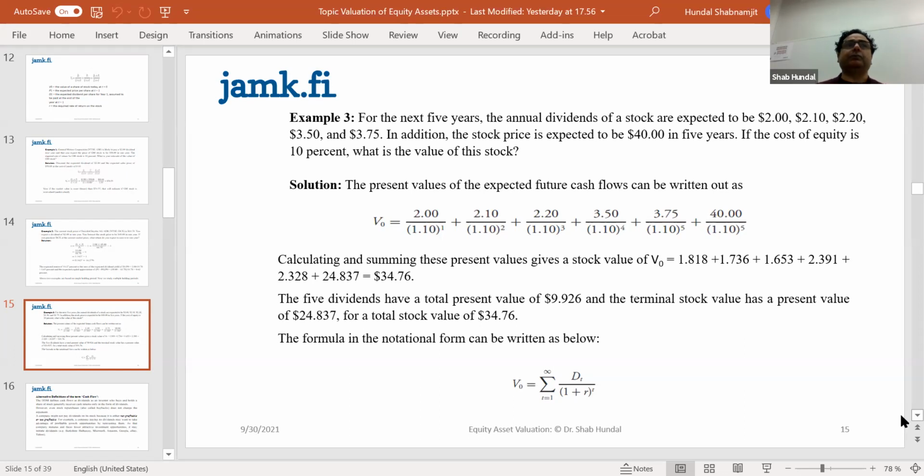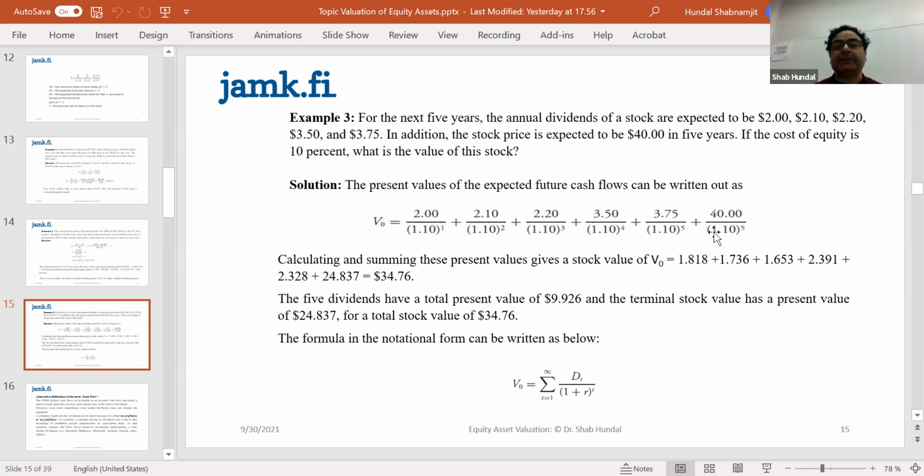Once again, you want to find the value now, so you need to discount the flows back and add all the dividend flows. $2 divided by 1.10 to the power of 1. Why 1? Because it's in the first year. 210 you divide by 1.10, which is the rate of discount, to the power of 2, you square it, because it's 2 years. So depending upon how far you are waiting, you put the time as an exponent.